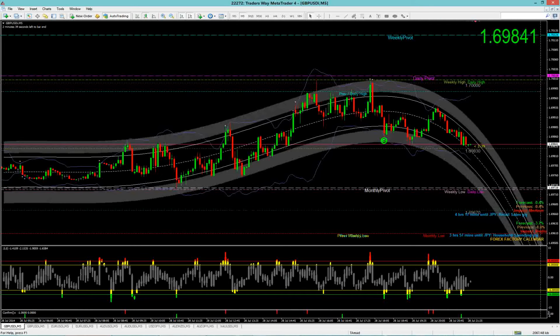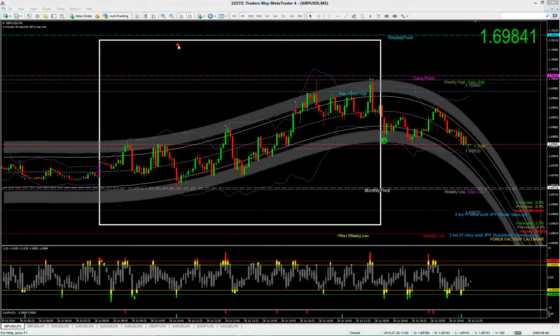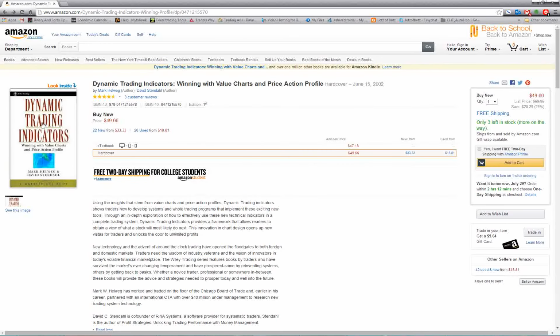One of the ways I learned it, and I didn't run across this one until about 2009, 2010, is a book that I have. You can get it for like $18. It's called Dynamic Trading Indicators. It's actually by the guys who wrote Value Charts. You can get it at $18 hardcover. If you Google it, you might be able to find it some other ways. I'm not going to say how.